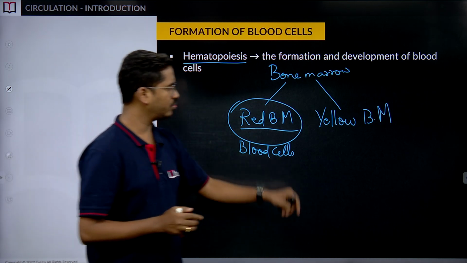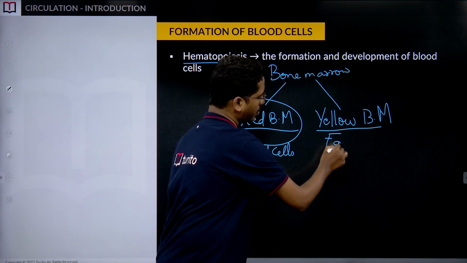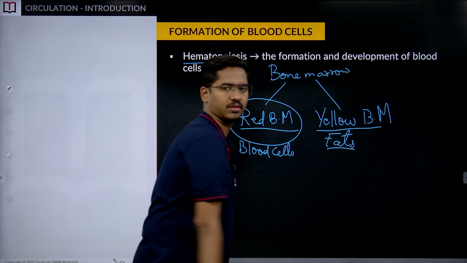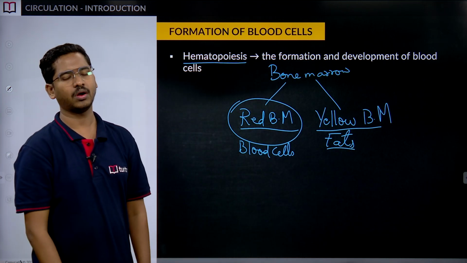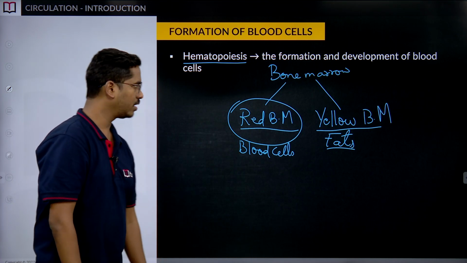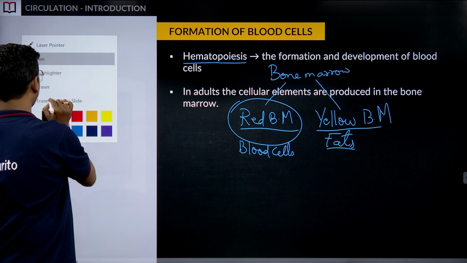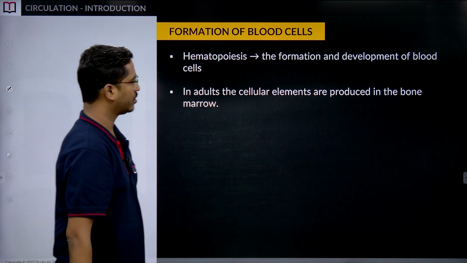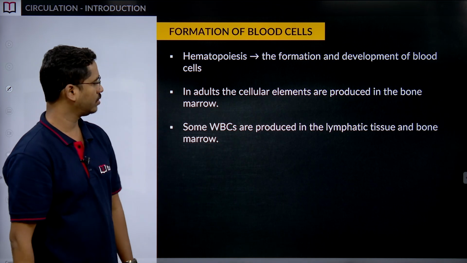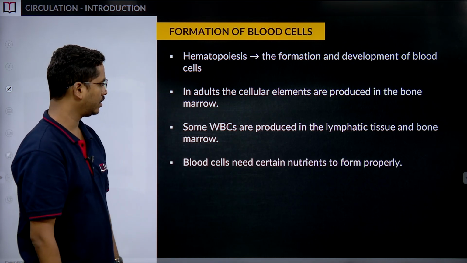Okay. Yellow bone marrow mainly accounts for the storing of nutrients, and we will see a lot of fats in this. Okay. So, that is just an understanding. Okay. Let us move further. So, in adults the cellular elements are produced in the bone marrow. Okay. Some WBCs are produced by the lymphatic tissue and bone marrow.